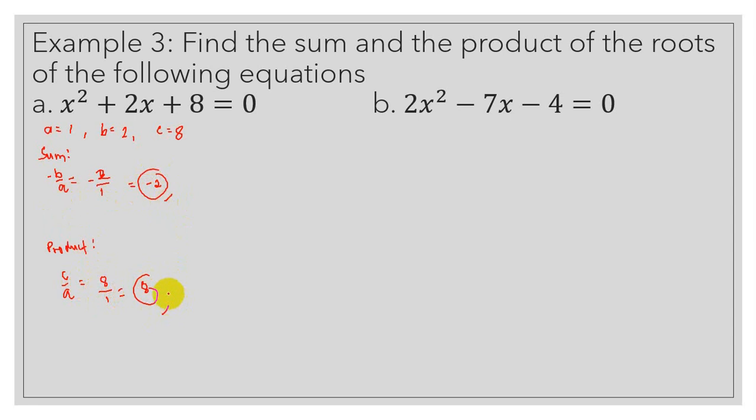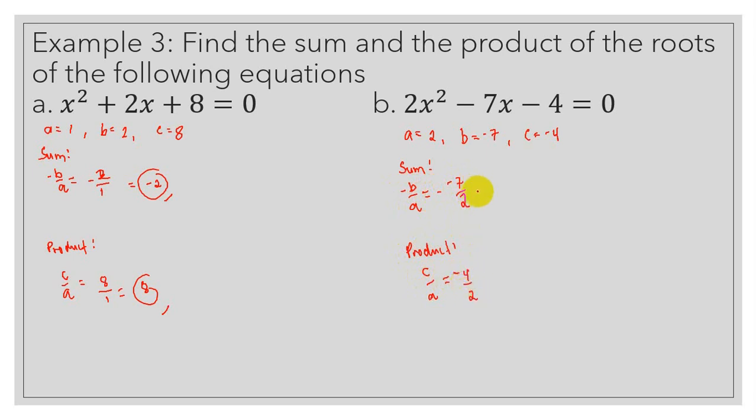Then for letter B, we have 2x squared minus 7x minus 4 equals 0. Since it is already arranged in its standard form, all we need to do is to identify a, which is 2, b, which is negative 7, and c, which is negative 4. Then same thing, for the sum the formula is negative b over a, and for the product, the formula is c over a. So for the sum, substitute negative negative 7 over 2. Then here we have negative 4 over 2.